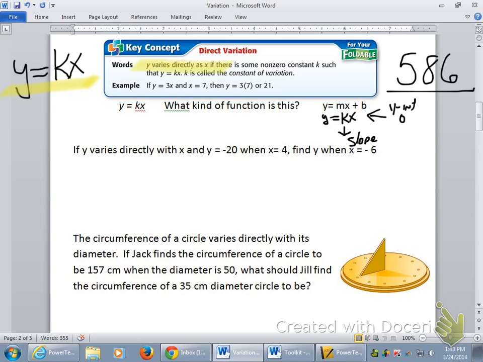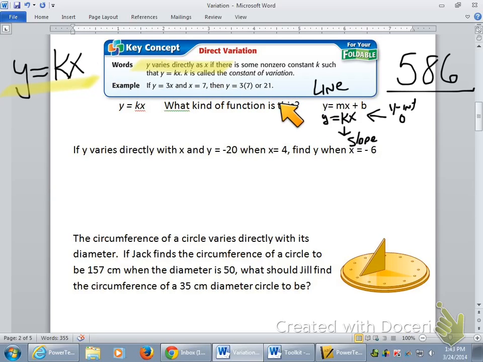Direct variations are lines. They are lines with a constant slope. All lines have a constant slope, but they are lines, and it's constant. And that's where the k comes from. Just talking about that is a constant relationship.